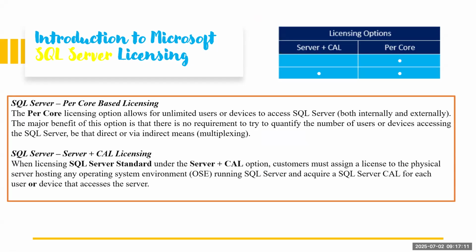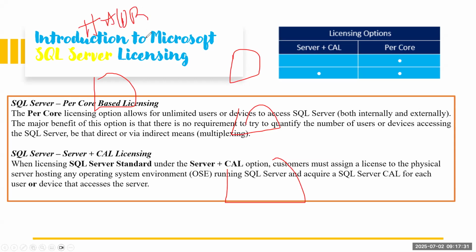Subbu, if I'm going for high availability, like Always On availability group, how is my licensing working? Because I will maintain multiple copies. If you go for high availability, HA and DR, you will maintain multiple copies.